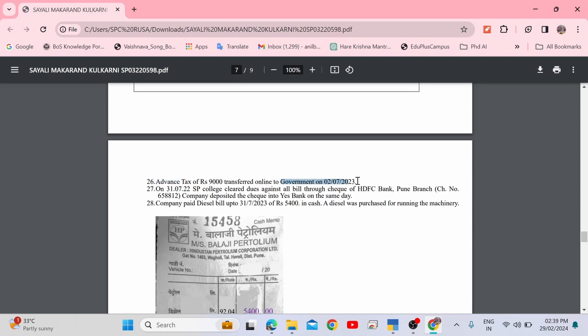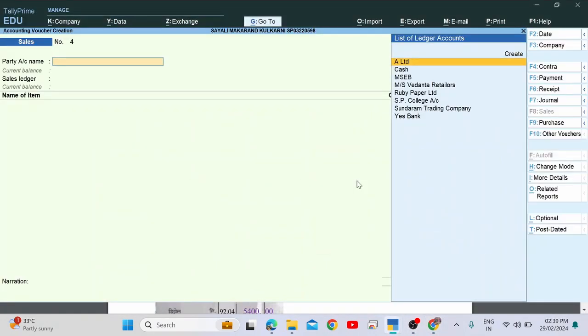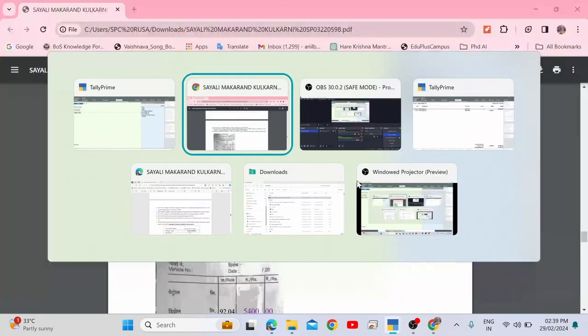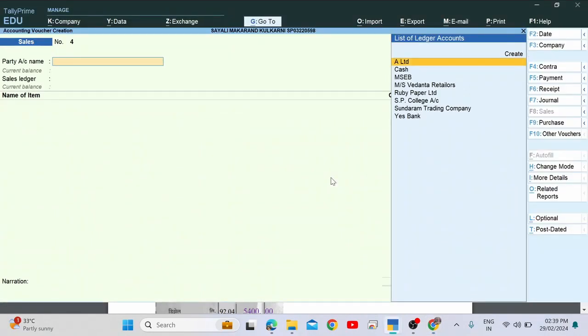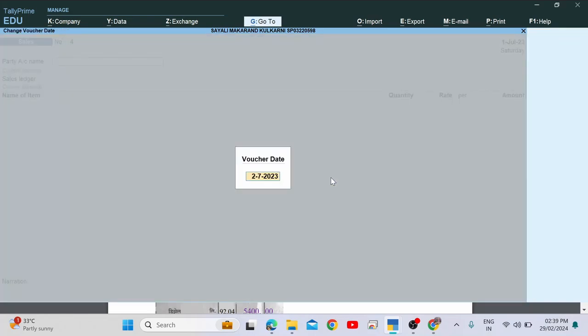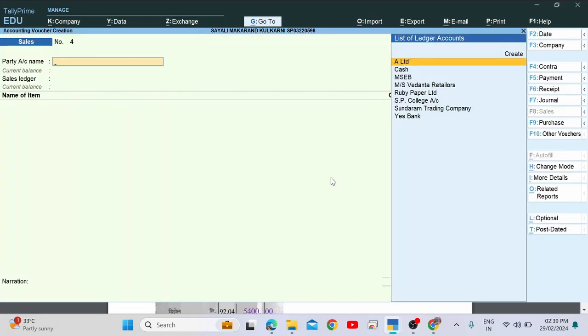government on the 2nd July. We have paid to the government, correct. Now transferred online means paid only, correct. On 2nd July, correct. Date and voucher type first. 2nd July, let's check the date. Say yes. Now select 2nd July, that is already there.